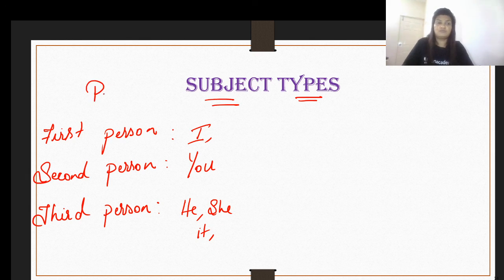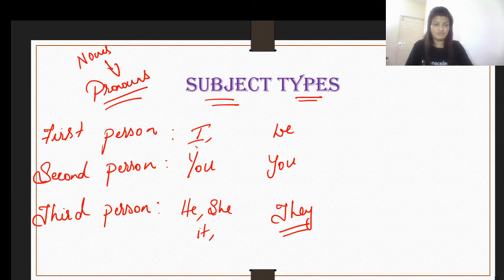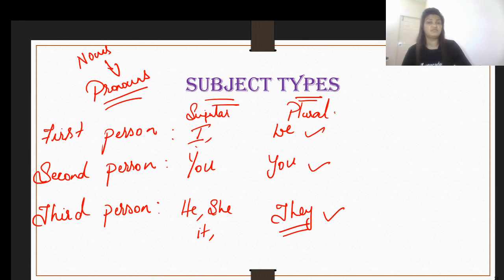Now, these are pronouns. What are pronouns? Pronouns are the words or the replacements of nouns. Instead of noun, we use pronouns. These are pronouns, and these are singular pronouns. The plural of I is we, you is you, and he, she, or it is they. These are first person pronouns and second person pronouns and third person pronouns. These are singular and these are plural pronouns.